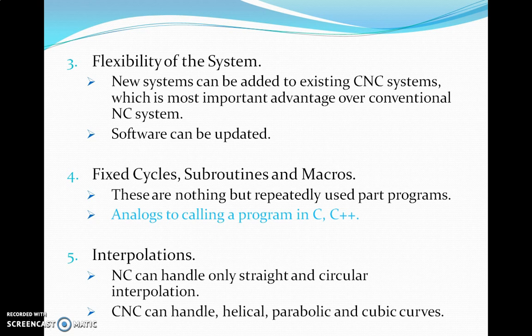The next feature or advantage is flexibility of the system. Because we are using software and computers, that means CNC comes with computers, so I get the option of doing upgradations in the existing CNC systems. As most of you might know, because we are using smartphones, most of the time we upgrade our softwares to get the benefits of the software. So the same thing is available here in CNC. That is why it is called a flexible system. So new systems can be added to existing CNC, which is the most important advantage over conventional NC system.